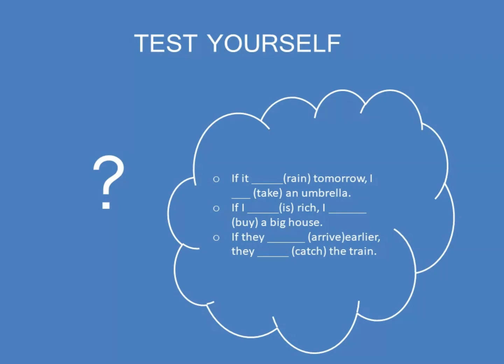So let's go to the next sentence. If they dash earlier, they dash the train, right? So here there are two sentences, two actions happened in the past, right? So first action will be in the form of past perfect. So if they had arrived. What is the past perfect of arrive? Had arrived earlier. So with past perfect what do we use? Would plus have plus third form of verb. They dash the train. So catch will become would have caught the train. If they had arrived earlier, they would have caught the train.